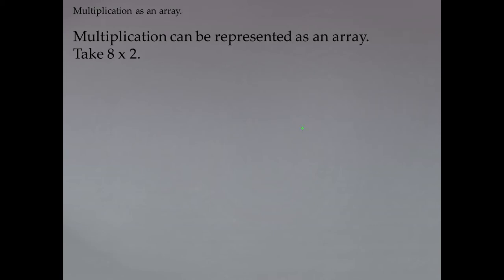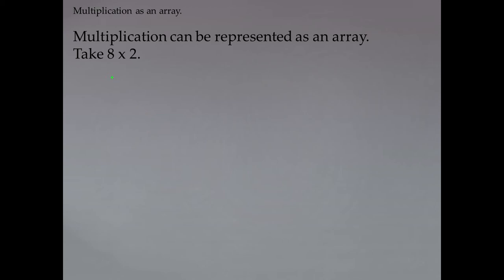So I have 5, 10, 15, 20, 25, 30. So 5 plus 5 plus 5 plus 5 plus 5 plus 5 equals 30, which is the same as saying 5 multiplied by 6 equals 30. Okay? Next, we can look at multiplication as an array.